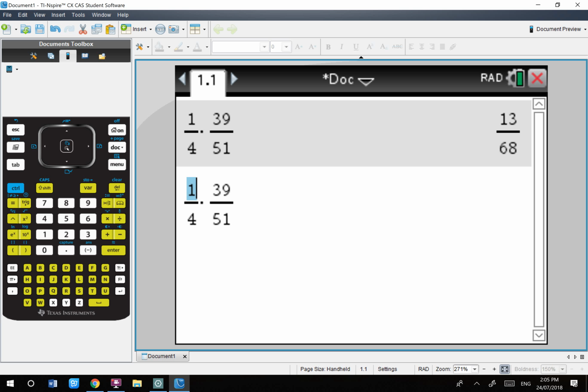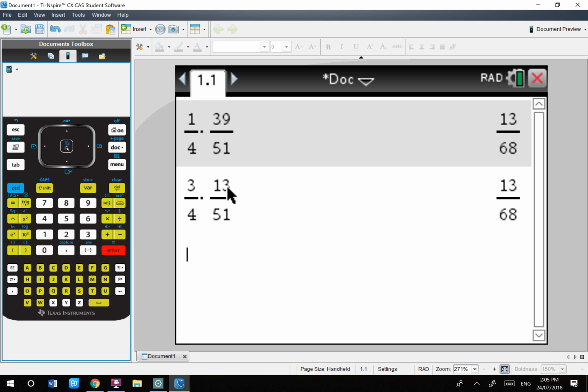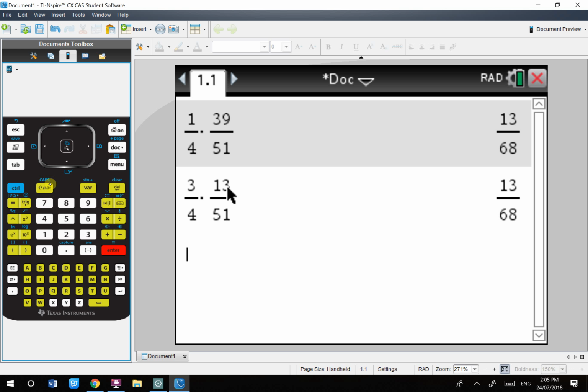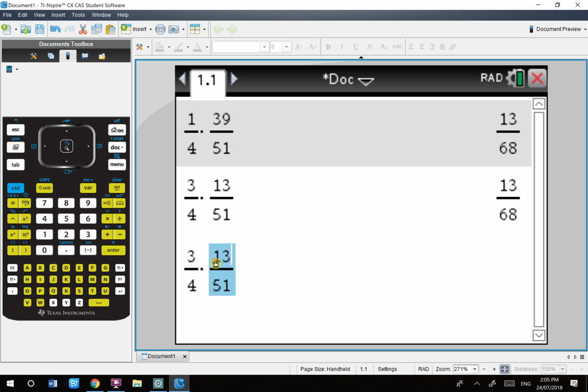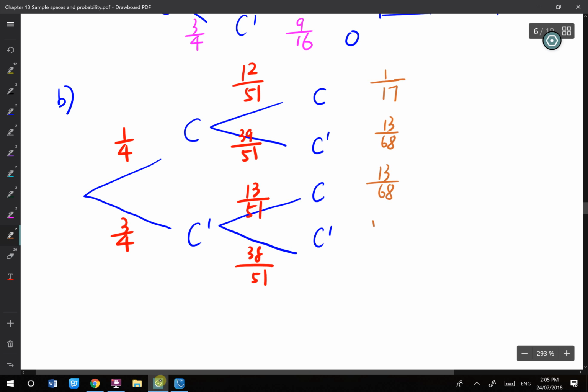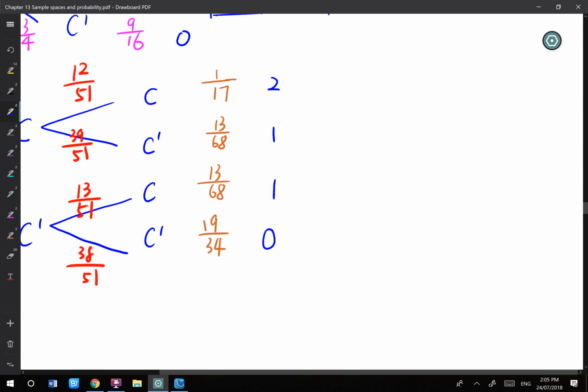And if I get 3 on 4 and 13 on 51, same thing. And the last one I will have 38 here. That's 19 on 34. Okay. For x values, I have 2, 1, 1, and 0. So I can set up this.